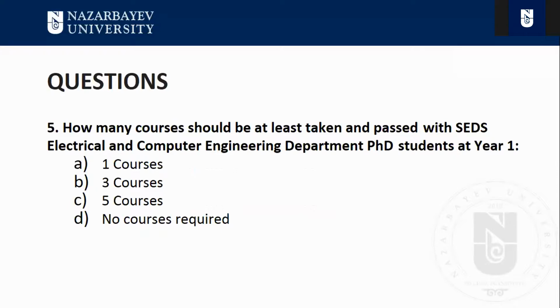A, 1 course. B, 3 courses. C, 5 courses. And D, no courses required. If you need to move to the previous questions, please write it.